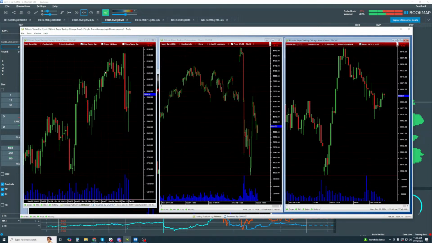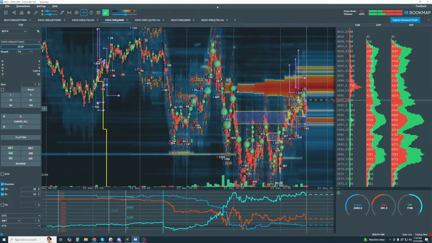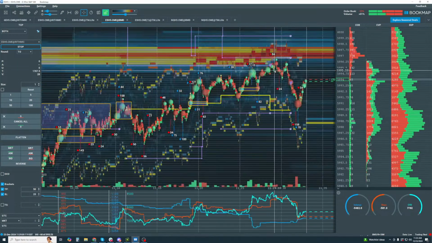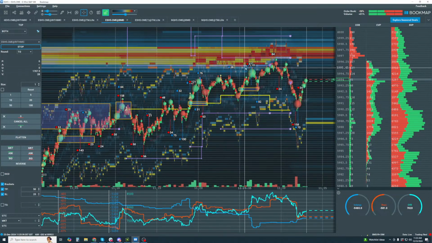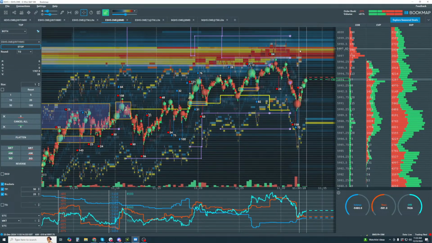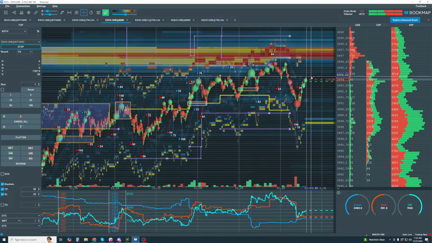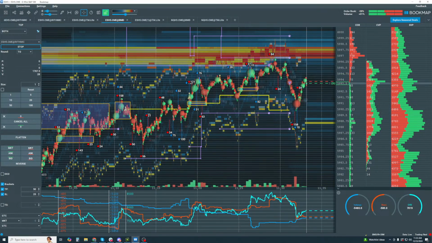But anyway, this is on the higher time frame in the ES, and the same idea looked like it was just happening in here as well, to me. Okay. And then that's that. All right.